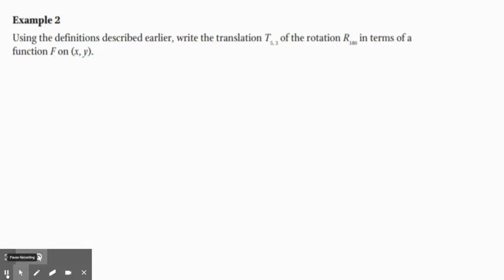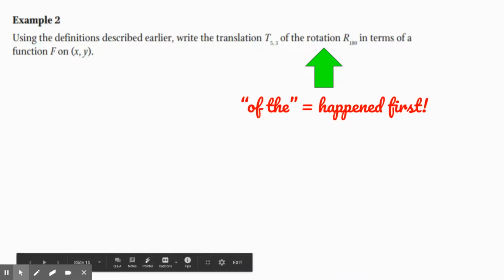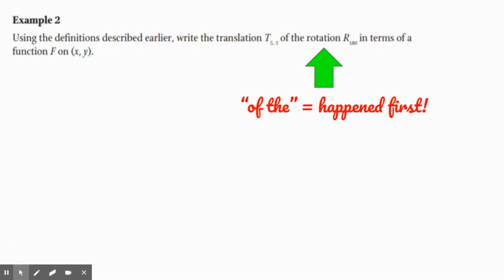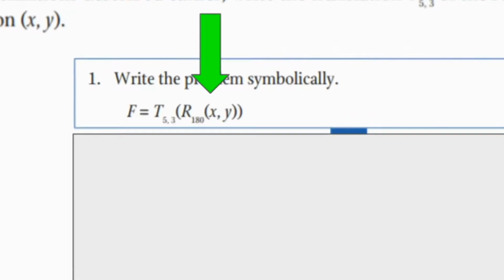Now this sounds really confusing, but what we're going to start doing is making compositions of functions. In other words, we need to figure out what we are going to work with first. Now the word "of" means that that's going to be happening first. In other words, there's going to be some point (x, y) where we're actually going to be doing the rotation first, and then we're going to translate. So remember, we work from the inside out. So I'm going to put the R180 (x, y) on the very inside of the parentheses.